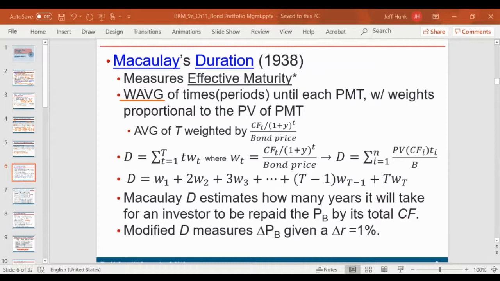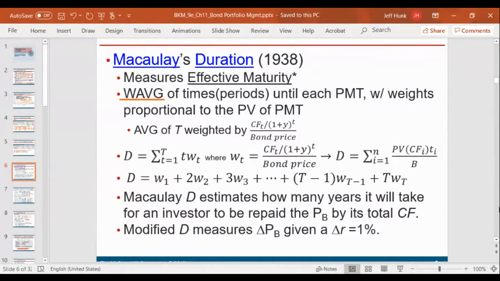Welcome back to the continuing lecture in investment analysis. We now need to move on to the next topic called Macaulay's duration. Now, let's first define what duration is. Duration is effective maturity. Okay. Now, this is a concept brought up by Frederick Macaulay, and Frederick Macaulay was a Canadian economist.